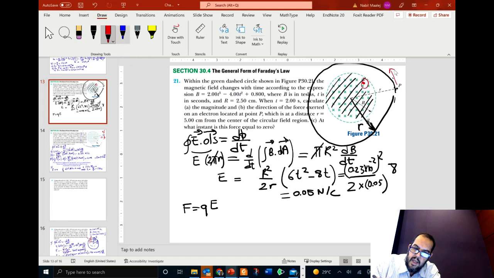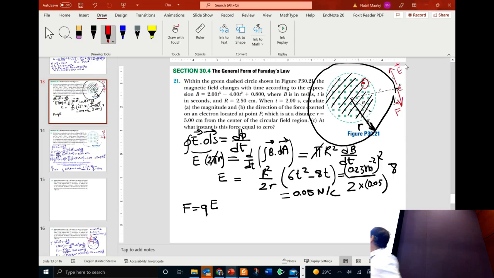So if there was a loop, this is the induced EMF, which is also the same direction as the current. If the current is moving in that direction, and we know current is positive charge, the negative charge is going to be moving in the opposite direction. Since we have an electron here, the force on the electron is going to be in the opposite direction. So this is actually the direction of the electric field here.